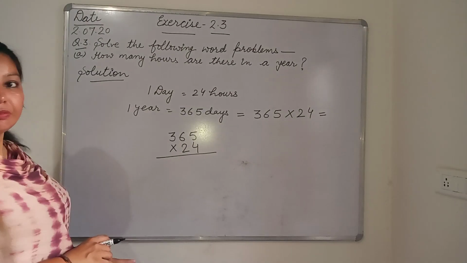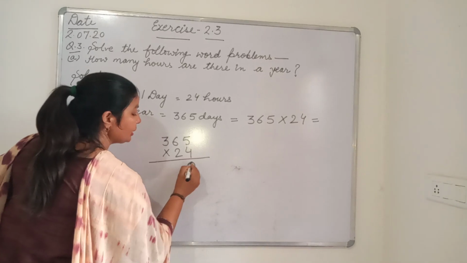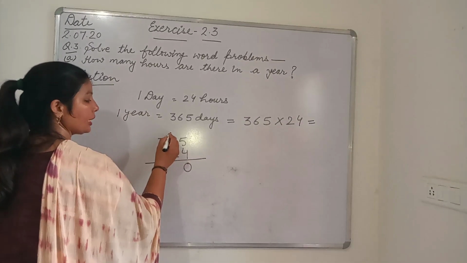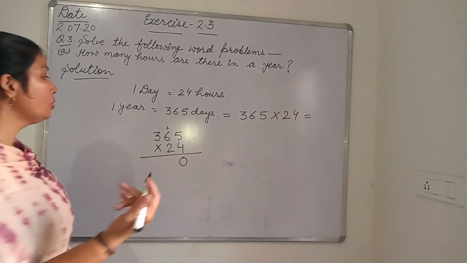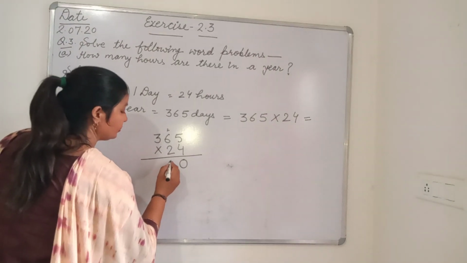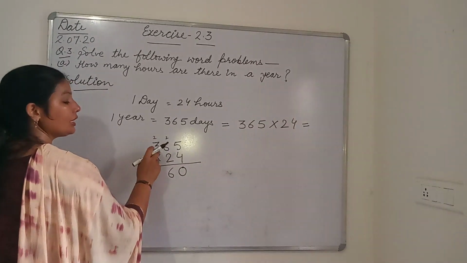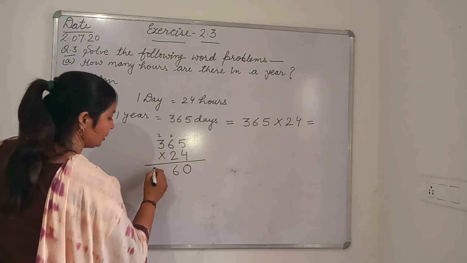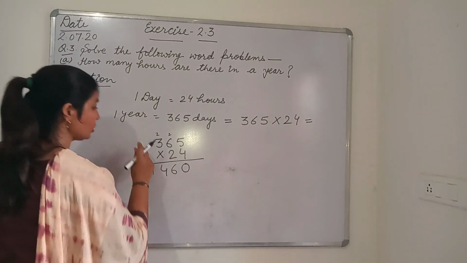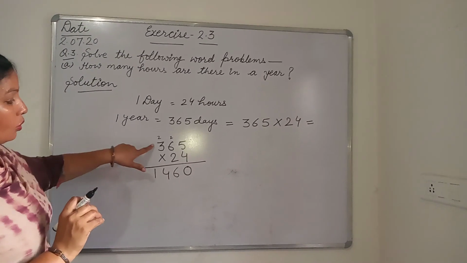Then we recite the table of 2. So 4 5s are 20. We write here 0 and 2 goes as carry. 4 6s are 24, 24 plus 2 is 26. 6 stays and 2 goes as carry. 4 3s are 12, 12 plus 2 is 14. So we write 14 as it is because the digits are finished. There is no next digit.